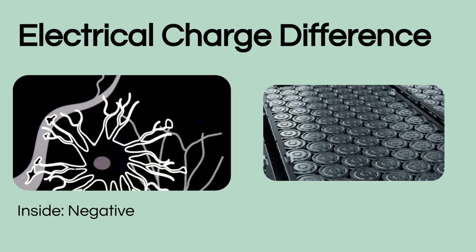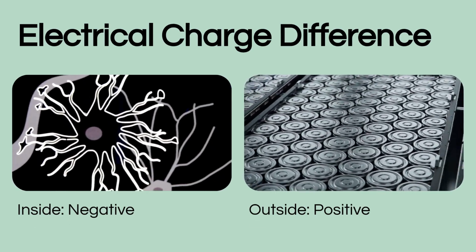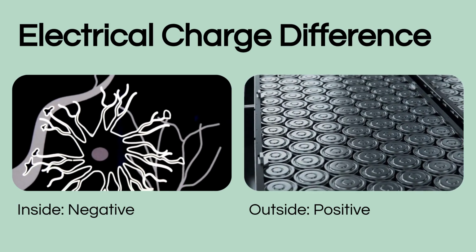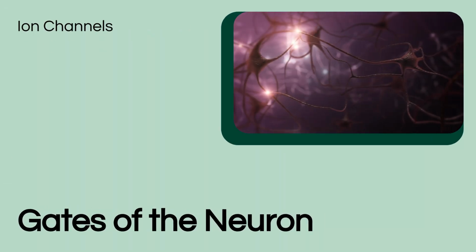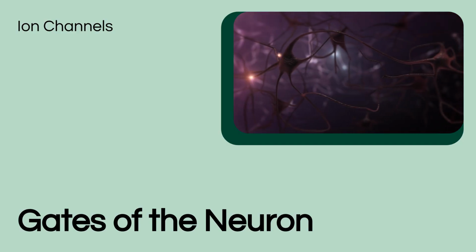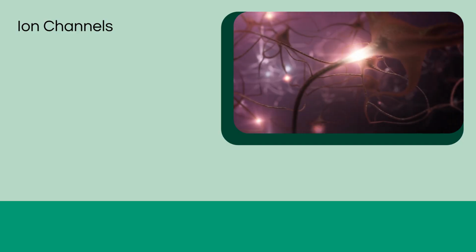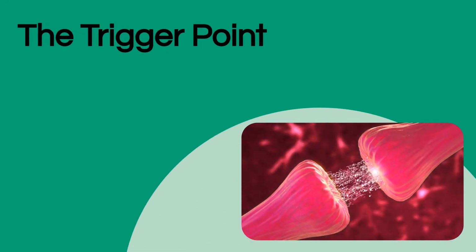To understand the action potential, let's first look at a neuron in its resting state. Think of it like a tiny battery, charged and ready to go. At rest, the inside of the neuron is more negatively charged compared to the outside. This difference in electrical charge is crucial for nerve impulses. This charge difference is maintained by tiny gates on the neuron's membrane called ion channels, which control the flow of charged particles, or ions.